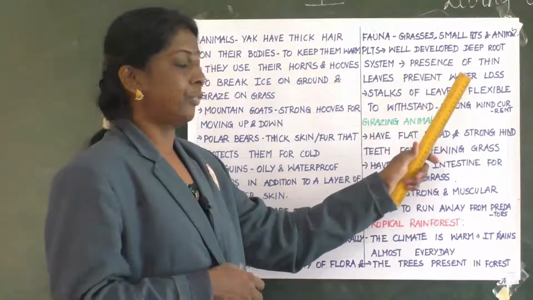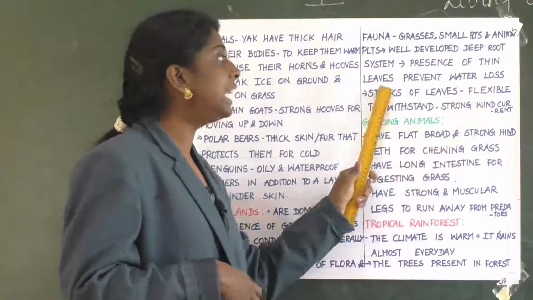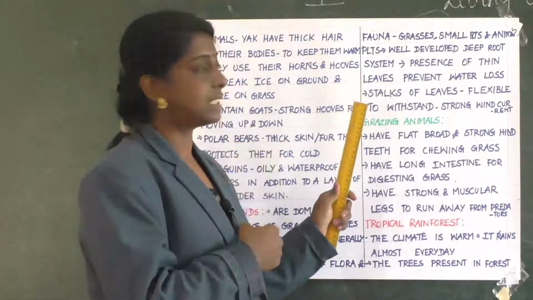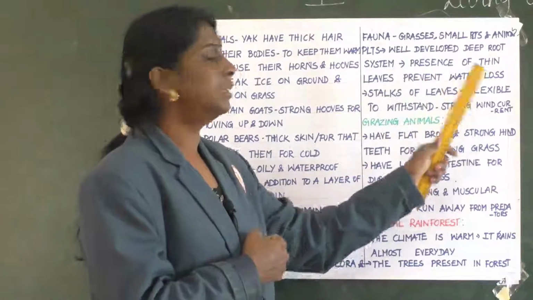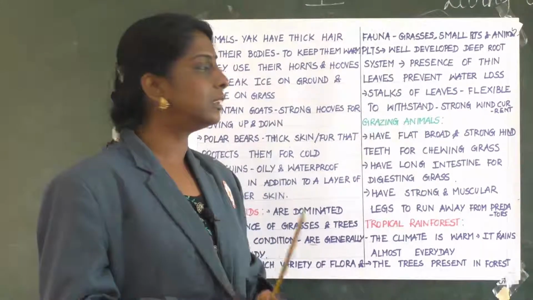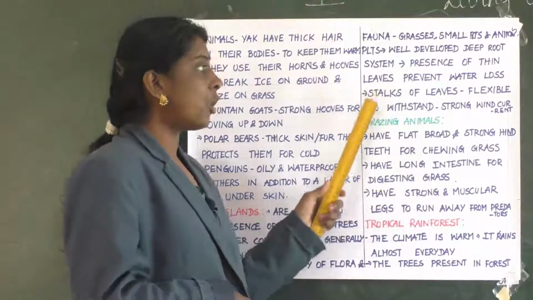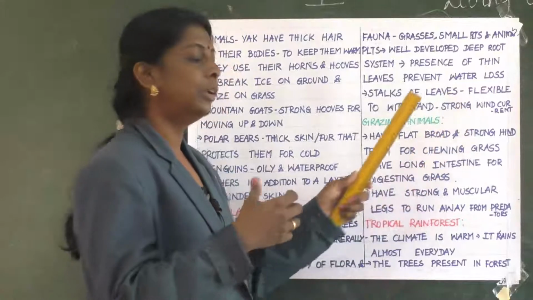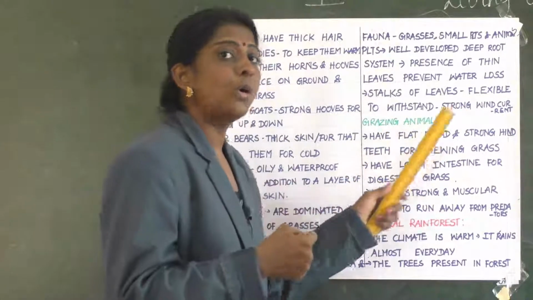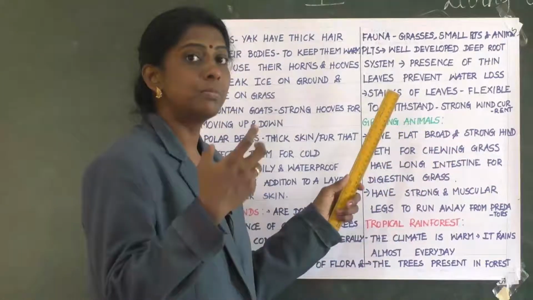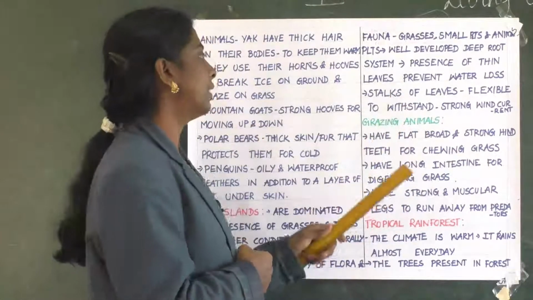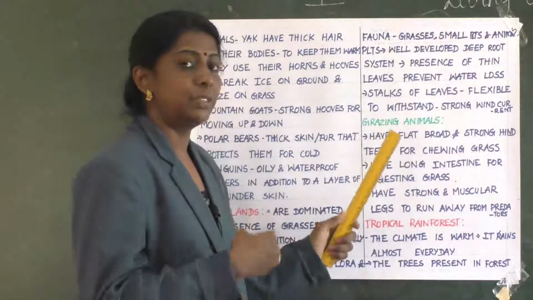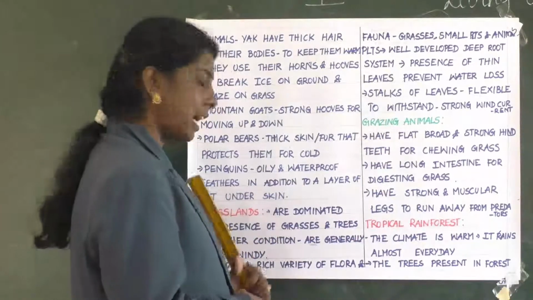They have thin leaves in the plant, which prevent water loss. The stalks of leaves will be flexible to withstand strong wind currents. Clear? Yes. Next, about animals, the grazing animals which are surviving in grassland.